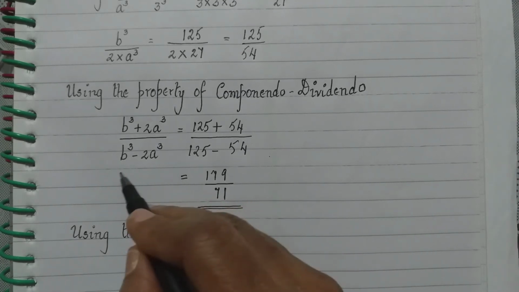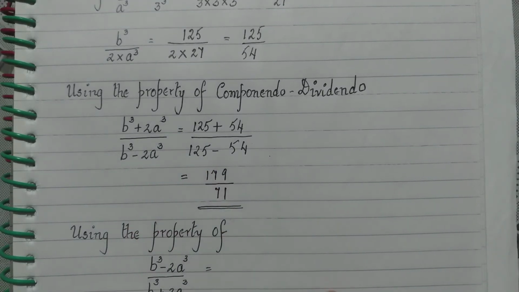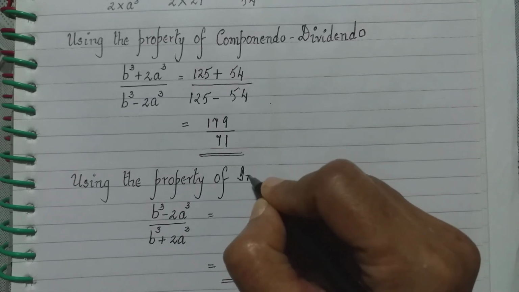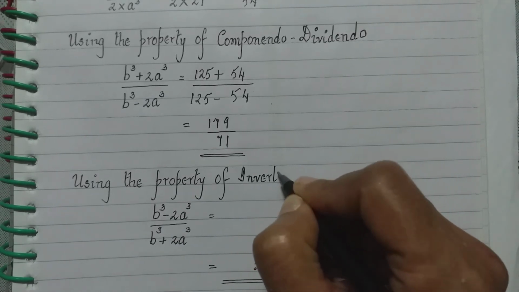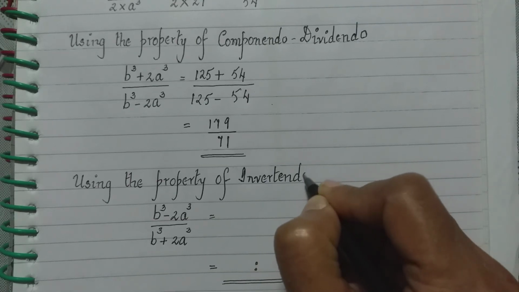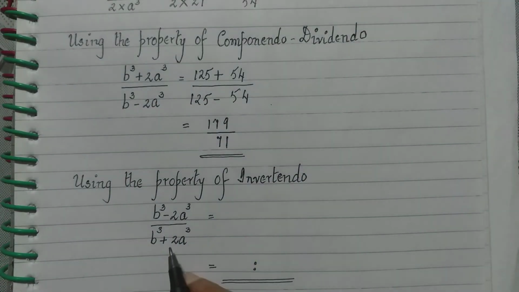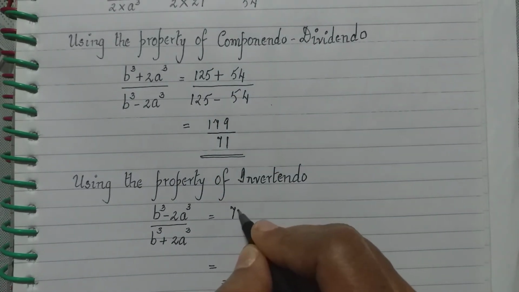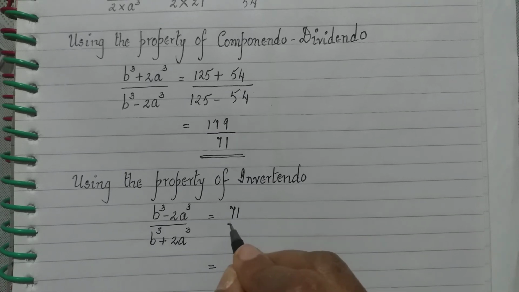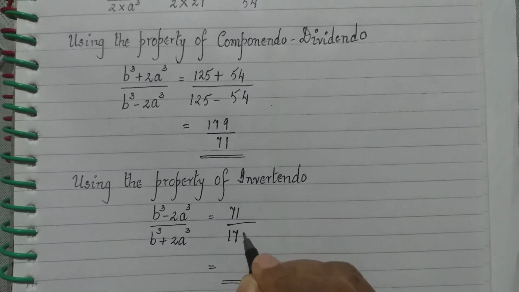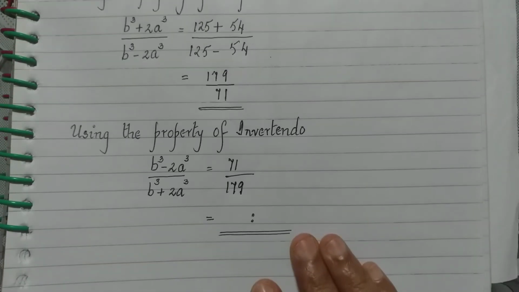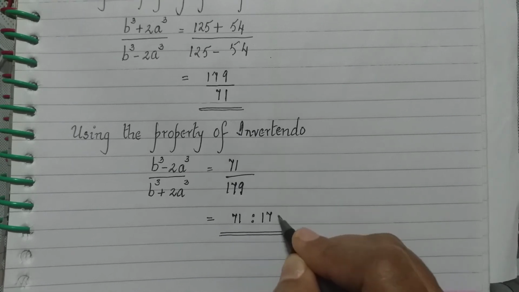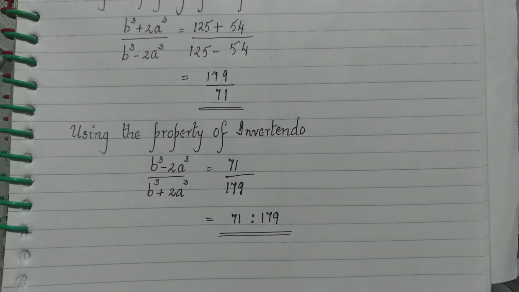But we want B cube minus 2A cube upon B cube plus 2A cube. So now comes the property of invertendo. So using the property of invertendo, B cube minus 2A cube upon B cube plus 2A cube will be the reciprocal of this, that is 71 upon 179, and we have to write it as a ratio. So this becomes 71 is to 179.